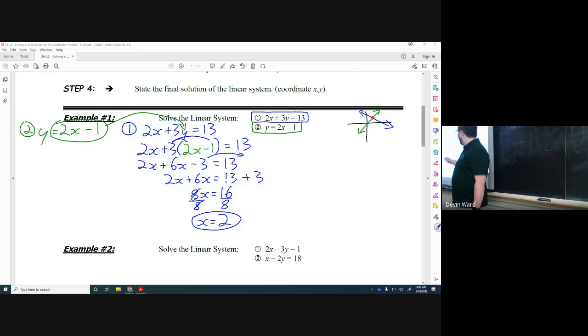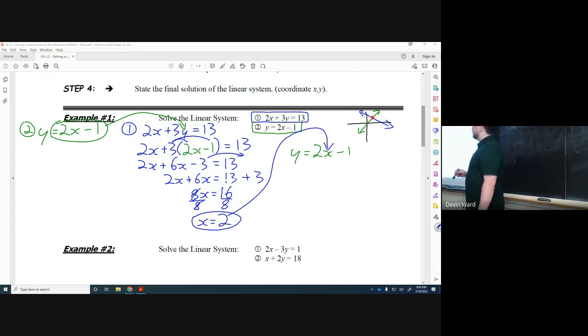So what I do is I take my x and I sub it back into equation number 2. Remember I had y equals 2x minus 1. So now I'm going to take my x equals 2 and plop it in right there. Y equals 2 times 2.